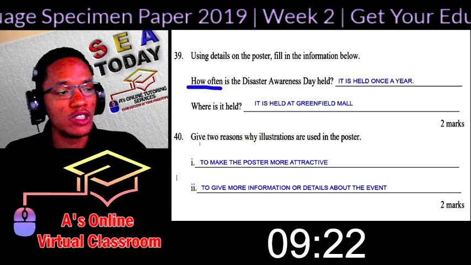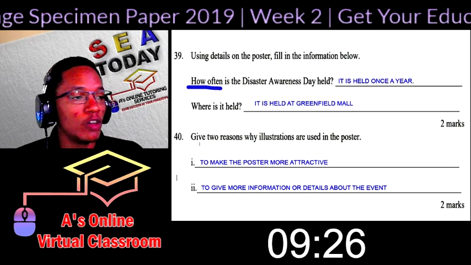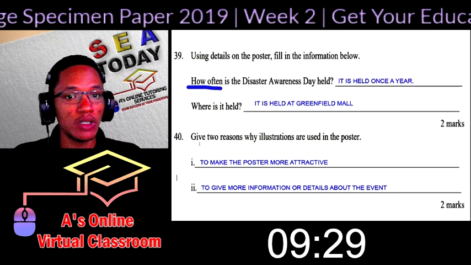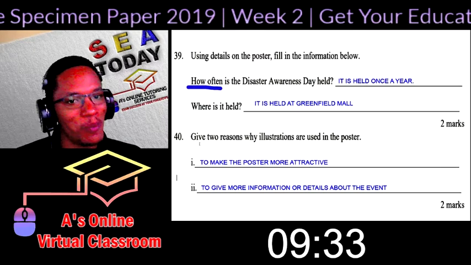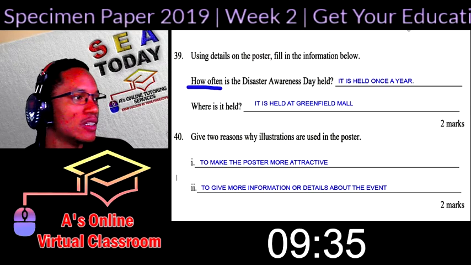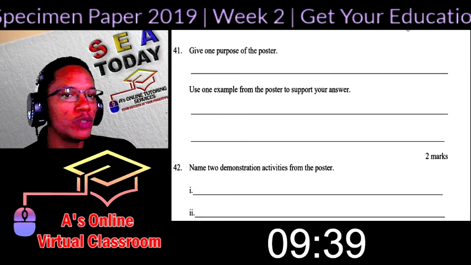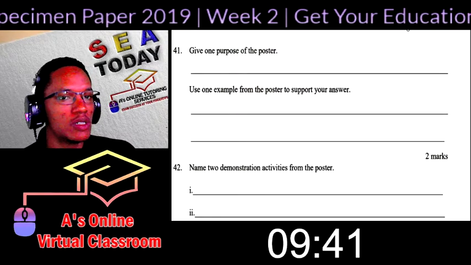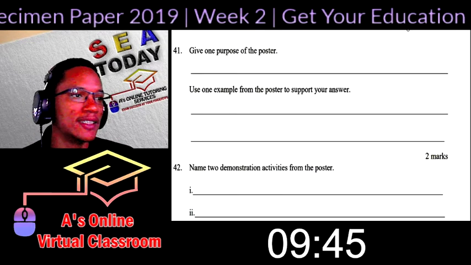Alright, so illustrations make things more attractive. It encourages people to want to read the poster, and hopefully it will encourage them to want to come to the event. Alright, so we just have a few more questions. Number 41, give one purpose of the poster. Use one example from the poster to support your answer.